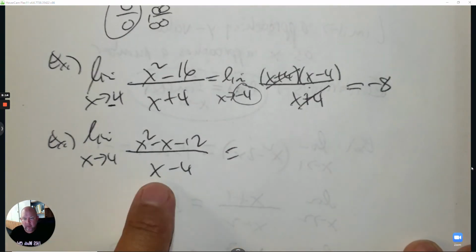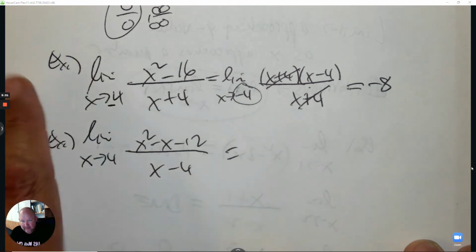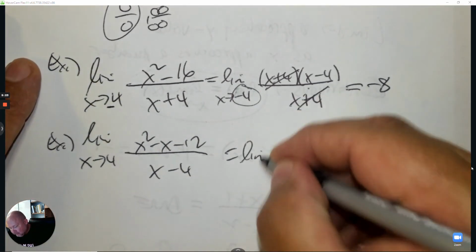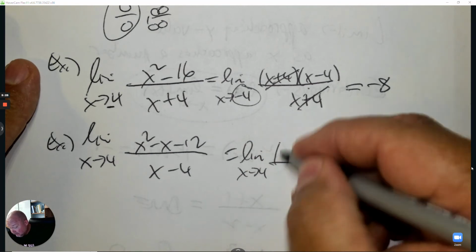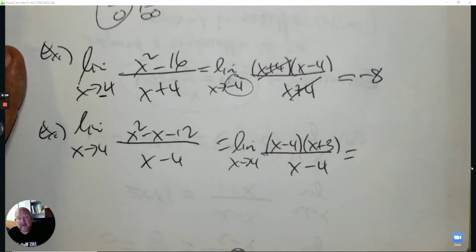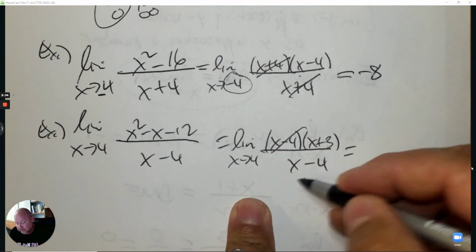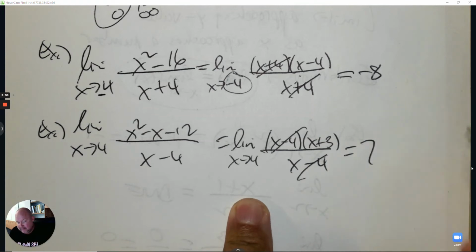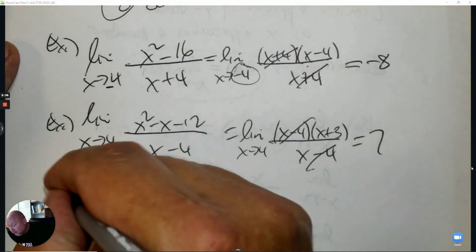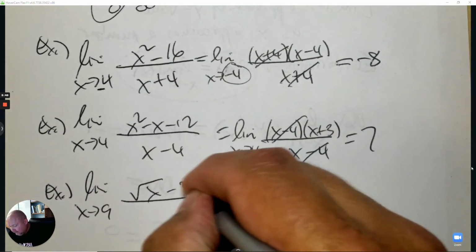If I plug 4 into the numerator and 4 into the denominator, it would be 0 over 0, indeterminate. So if I factor the numerator, I want to see if it's removable or not. So it's negative 4 and positive 3. So I want to see if what's undefined, that discontinuity, is it removable? And then I can plug 4 in and get my answer. You could also get a radical, and you might have to use the conjugate to do that. So here's an example of that.